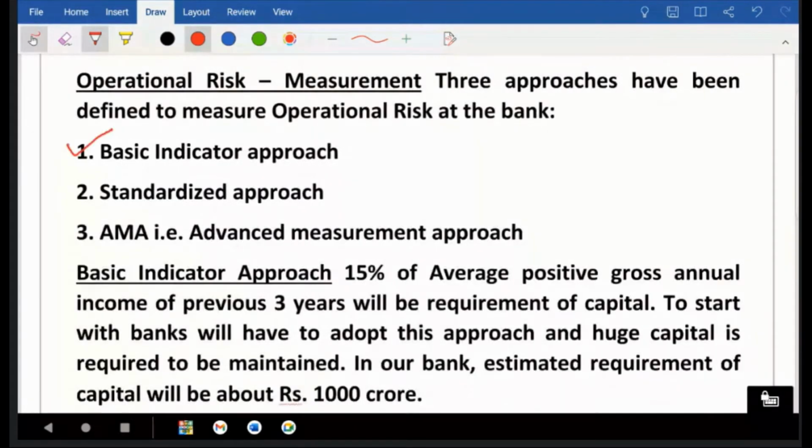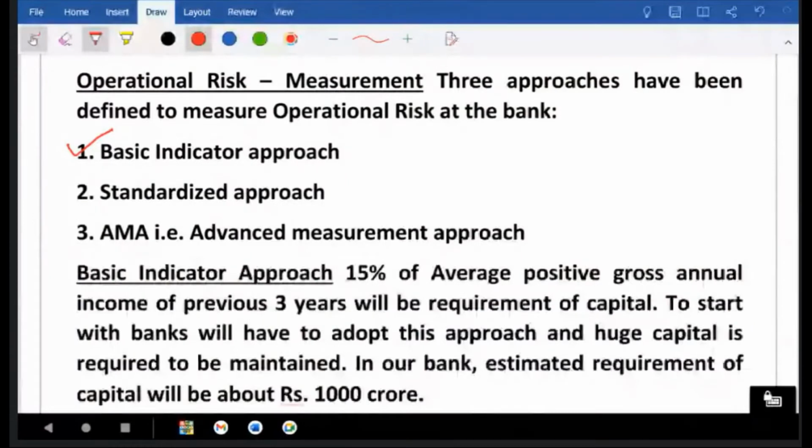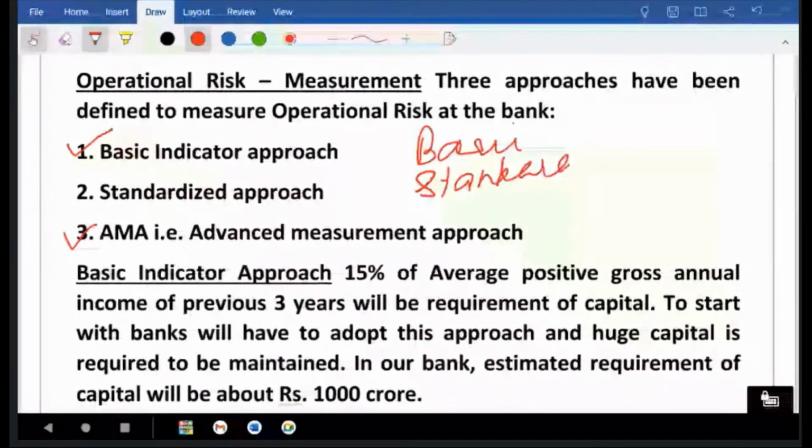And number three is AMA, the advanced measurement approach. Okay, so I repeat again here. Basic, you can remember the keyword. Basic is the indicator approach, then standard. First is basic, then standard, then advanced. Okay, so all are coming in sequence: basic indicator approach, standardized approach, and advanced measurement approach.